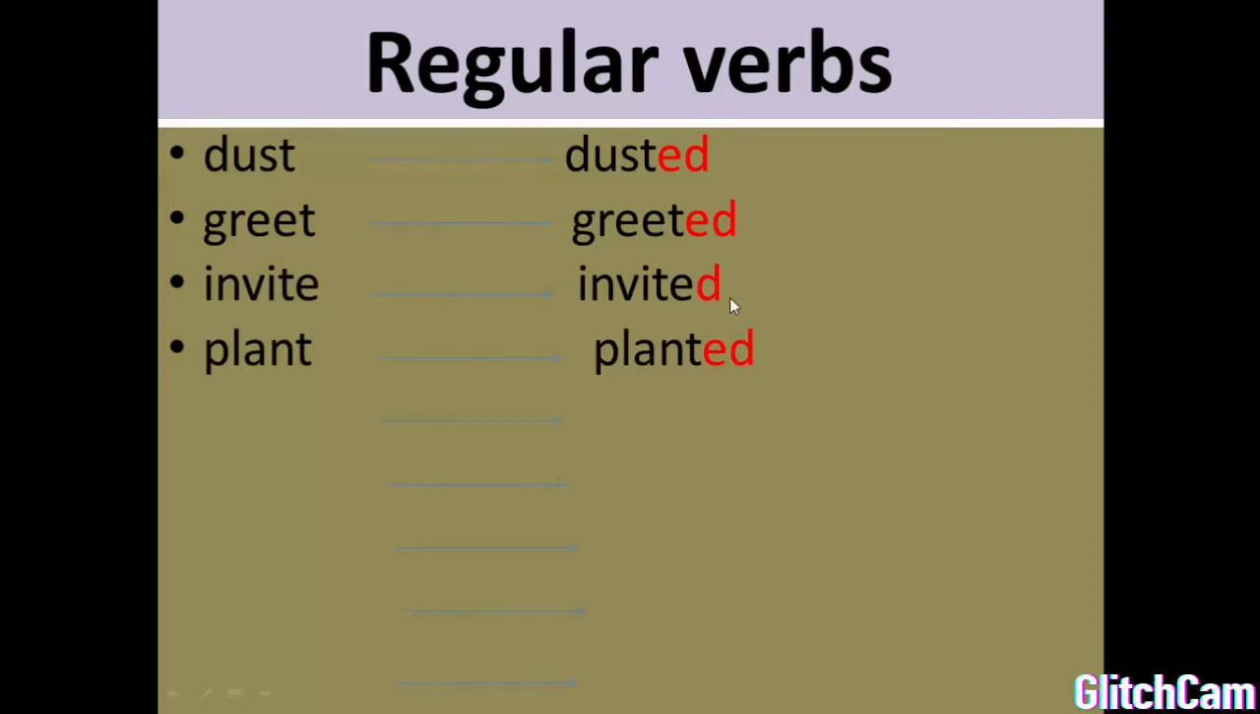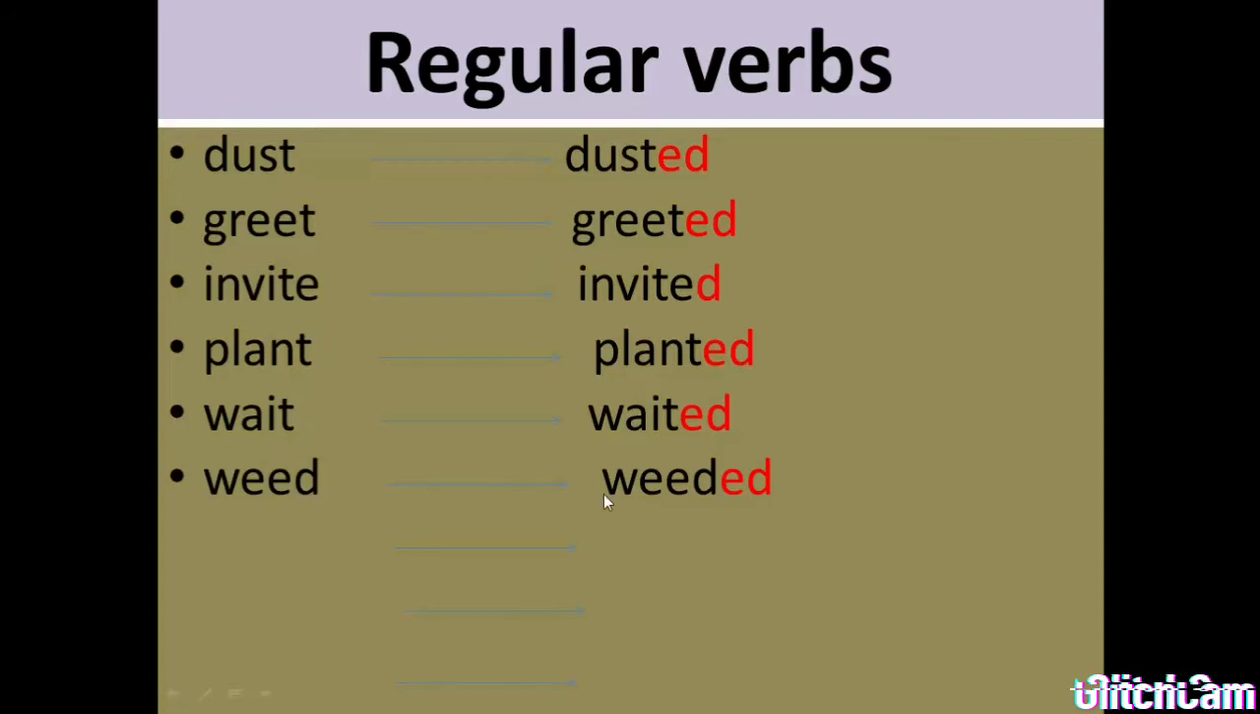Plant is a verb. In the past, planted, plus ed, because it's also a regular verb. Waited, plus ed in the past. Why? Because it's a regular verb. Okay. Weeded, plus ed. Why? Because weed is a regular verb, so in the past we will add ed at the end.